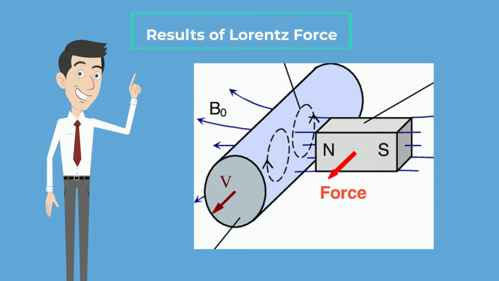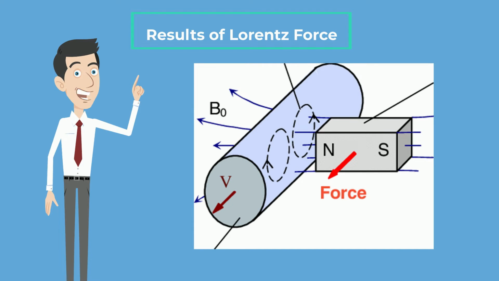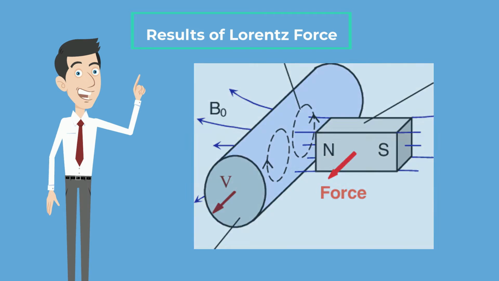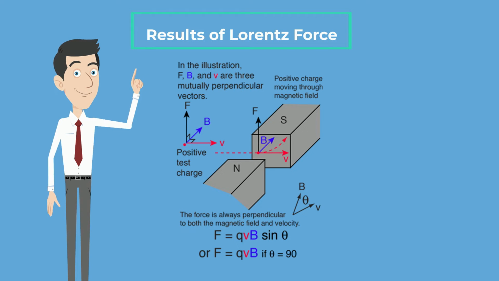There is an interesting result of the Lorentz force, which is the motion of a charged particle in a uniform magnetic field. If V is perpendicular to B, that is, with the angle theta between V and B as 90 degrees, the particle will follow a circular trajectory with a radius of r equals mv by qB.